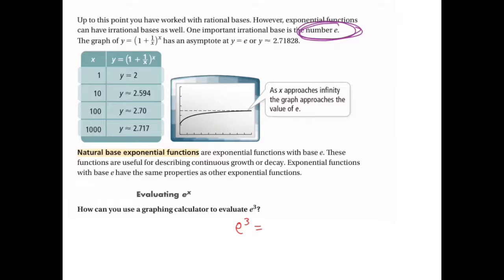Well, we're going to press the second key, then the division symbol, which is going to take us to the e, and then we'll just raise this to the third power. So second, division, caret, third power, and we should get 20.09.